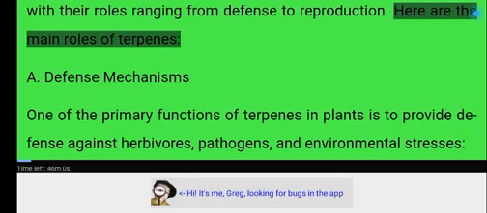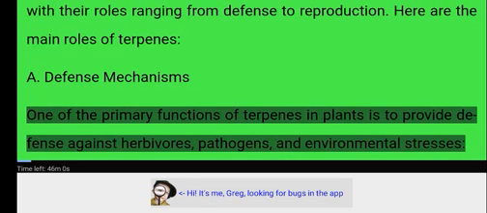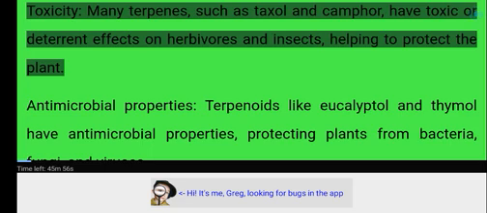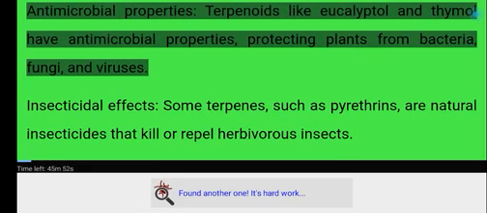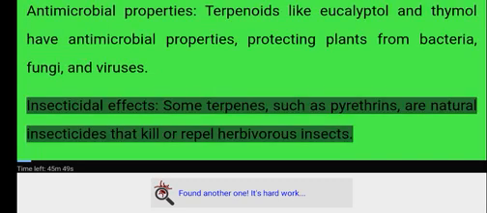Here are the main roles of terpenes. A. Defense mechanisms. One of the primary functions of terpenes in plants is to provide defense against herbivores, pathogens, and environmental stresses. Toxicity: many terpenes, such as taxol and camphor, have toxic or deterrent effects on herbivores and insects, helping to protect the plant. Antimicrobial properties: terpenoids like eucalyptol and thymol have antimicrobial properties, protecting plants from bacteria, fungi, and viruses. Insecticidal effects: some terpenes, such as pyrethrin, are natural insecticides that kill or repel herbivorous insects.